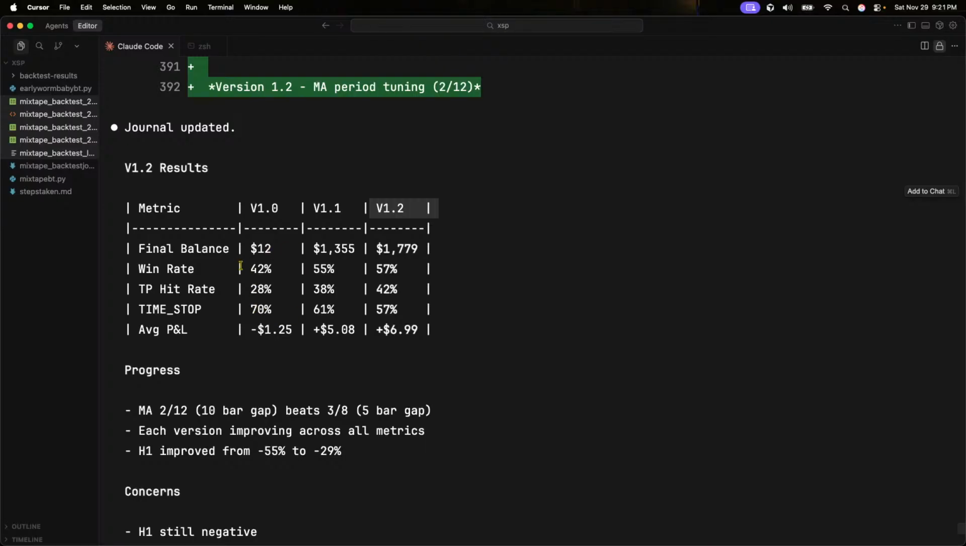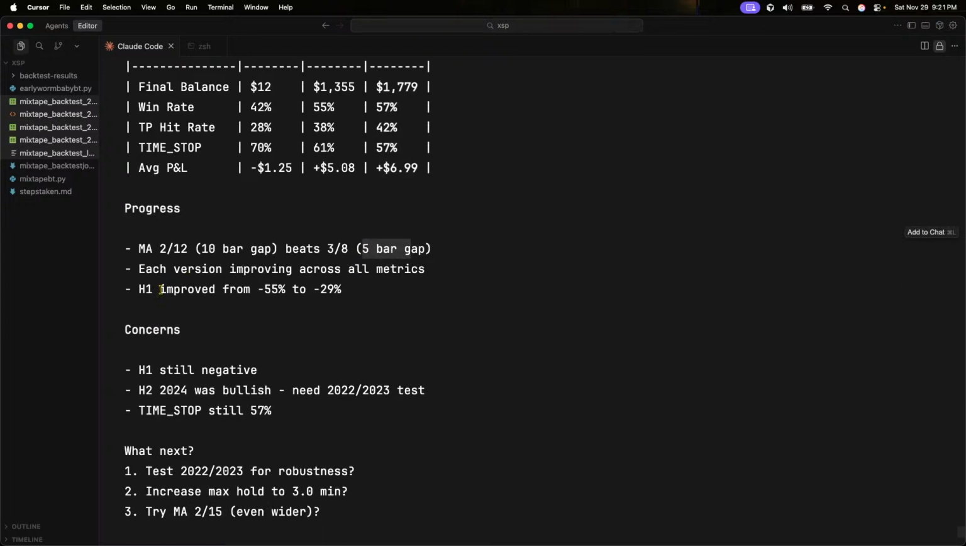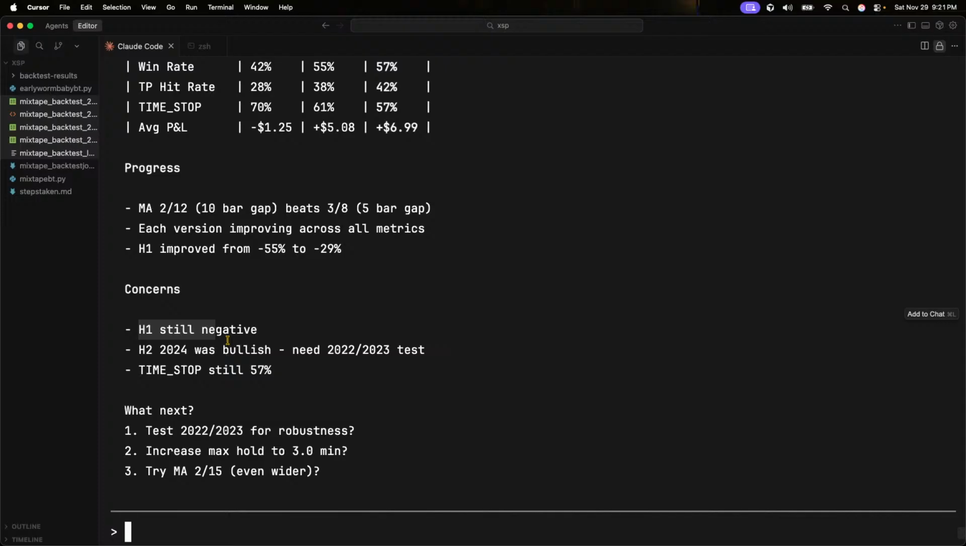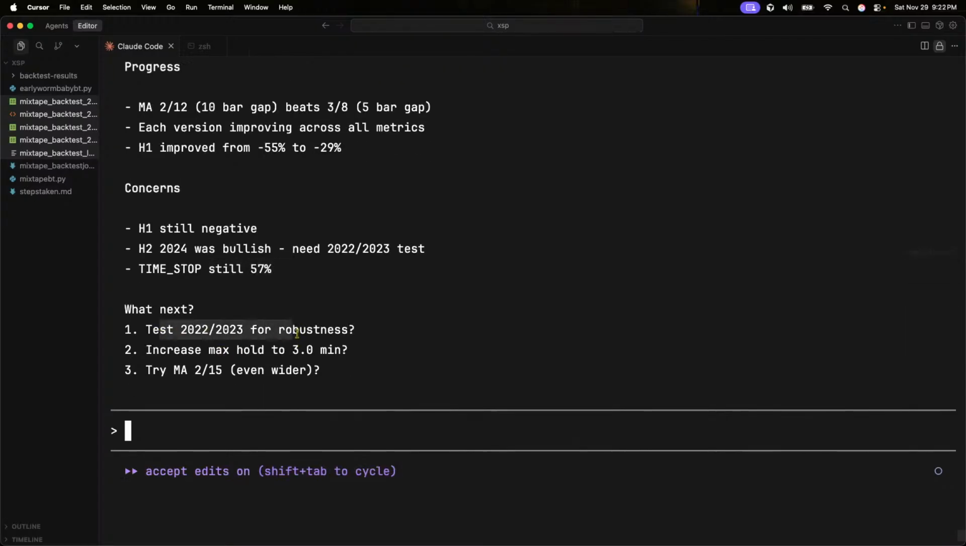Let's keep going. Win rate improved. Okay, damn. Look, from 28 to 42. Time stop. Average P&L, we need to get that a lot higher. So the 10-bar gap beats the 5-bar gap. Each version is improving across all metrics. H1 improved from negative 55 to negative 29. It's still negative though. H2 was bullish. We need to test on 22 and 23. The time stop is still 57%. So do you want to test? No, no. I like 212.